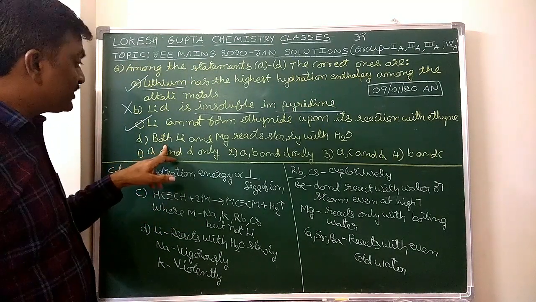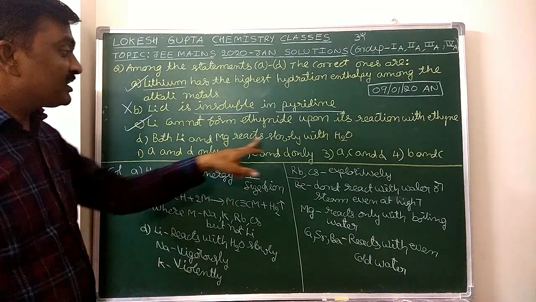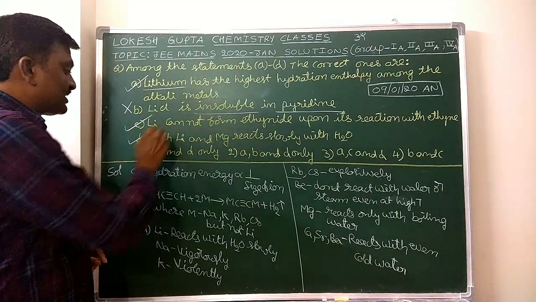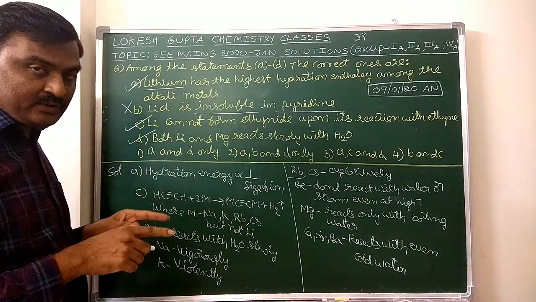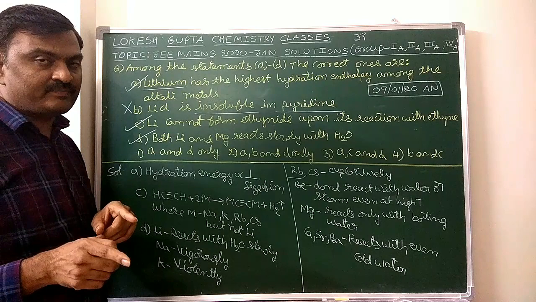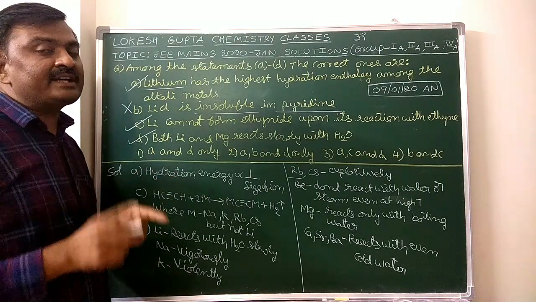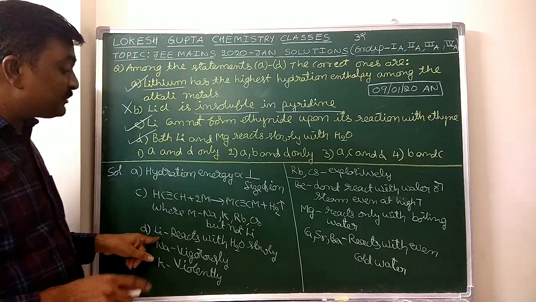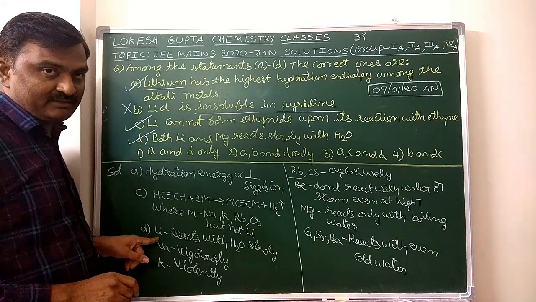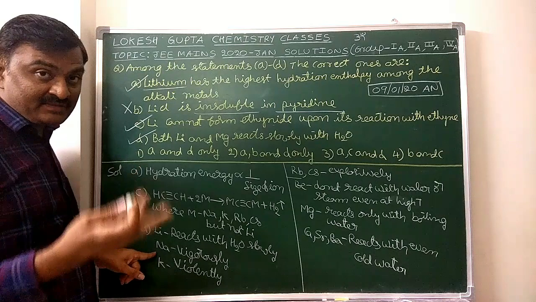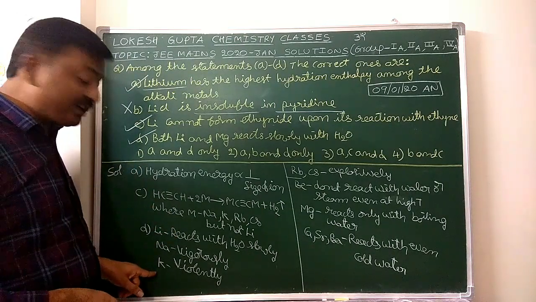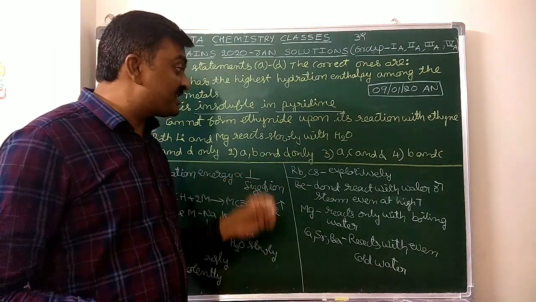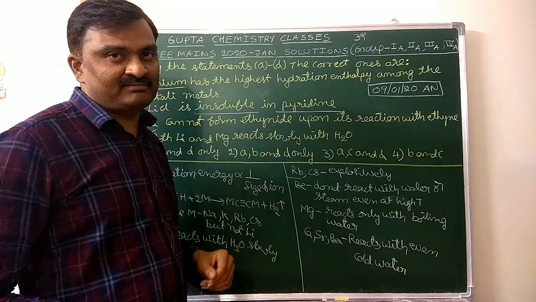Next, both lithium and magnesium react slowly with water. This statement is also correct. See, for 1A group elements and 2A group elements, down the group, reactivity with water increases. Now, lithium reacts with water slowly only. Sodium reacts with water vigorously. Potassium reacts with water violently. Rubidium and cesium react with water explosively.